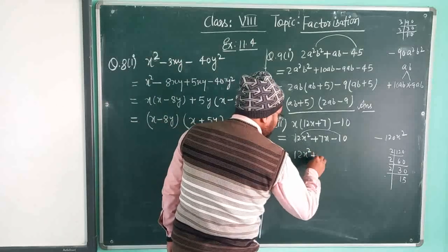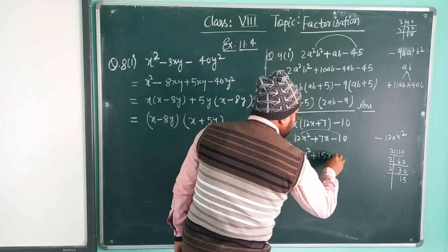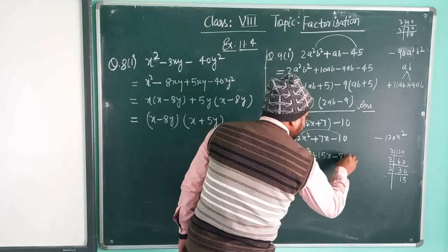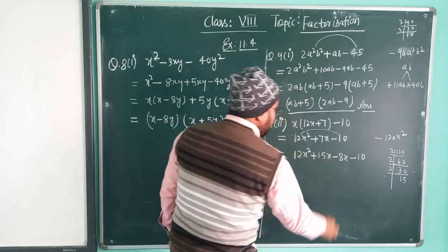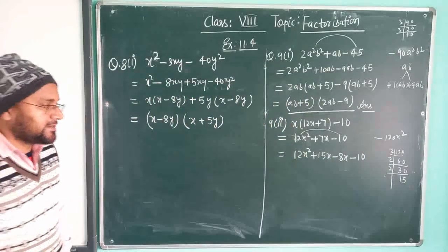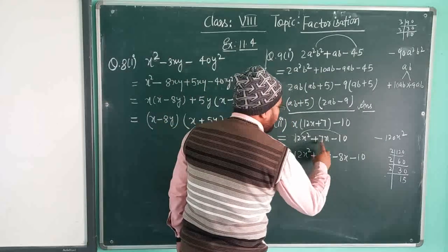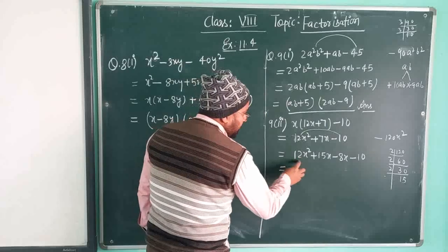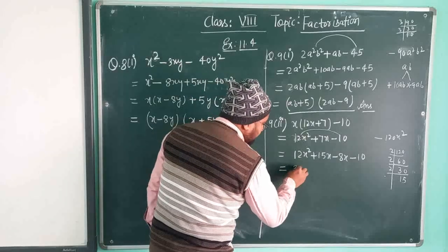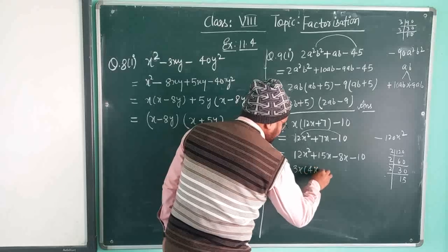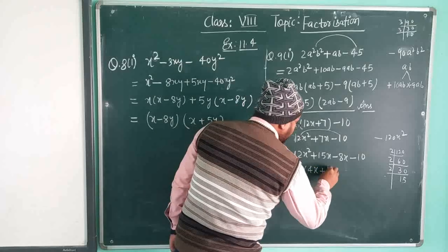12x square plus 15x minus 8x and minus 10. 15 times 8 is 120 with the minus sign, x square, and 15 minus 8 we are getting plus 7. So from there I can take this 3x as a common. 3 times 4 is 12, x, 4x is there, and plus 5.